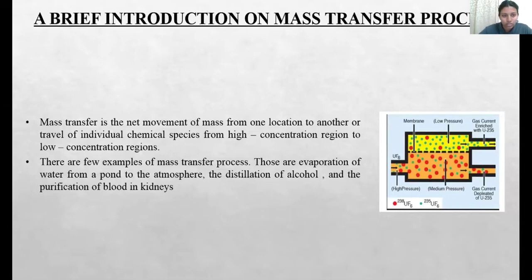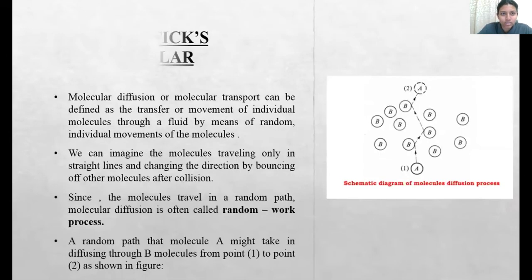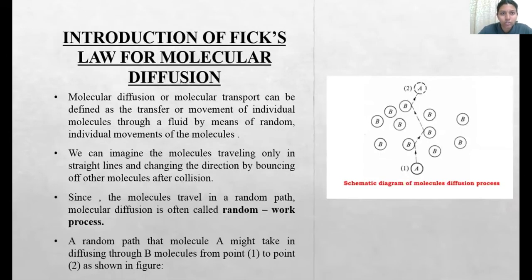Let's start with the first one, a brief introduction on mass transfer process. Mass transfer is the net movement of mass from one location to another, or travel of individual chemical species from high concentration region to low concentration regions. There are a few examples of mass transfer process. Those are evaporation of water from a pond to the atmosphere, the distillation of alcohol, and the purification of blood in kidneys.